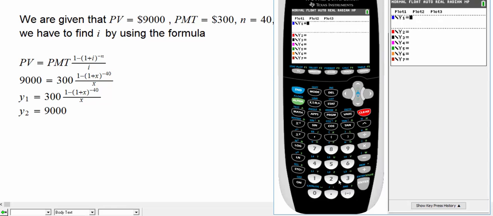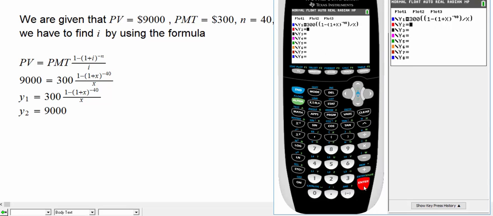So what we would do is write it down as 300, then 1 minus (1 plus x) to the power negative 40, and then division again by x, right? So we entered the expression here, and for the second one we are going to enter 9,000. So here we go, we have the two values entered.